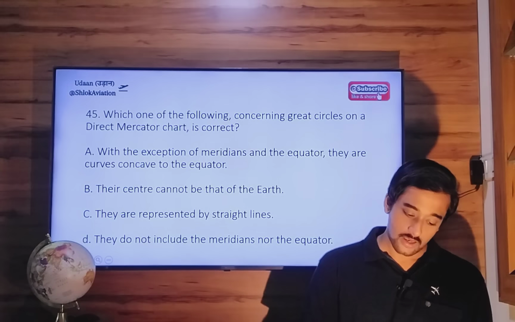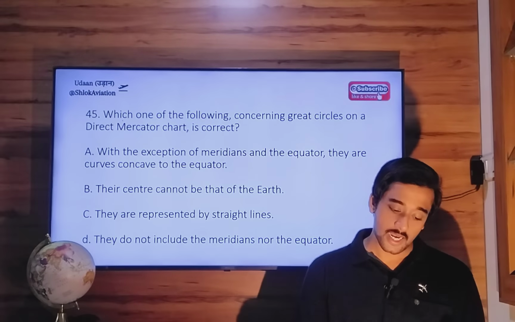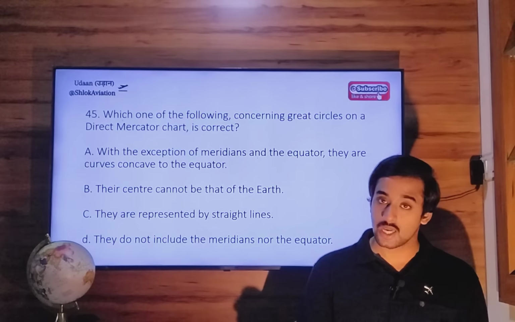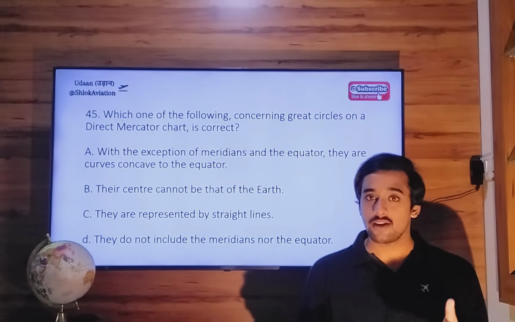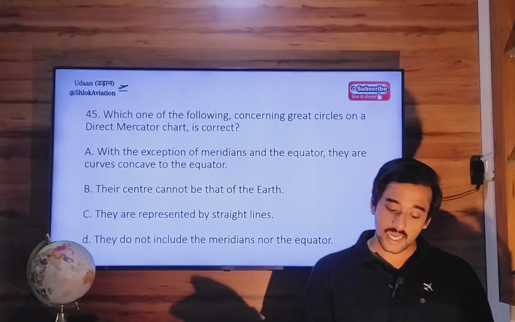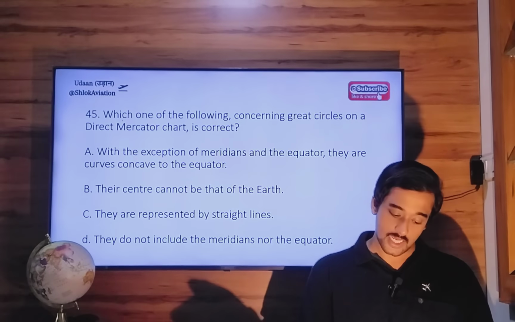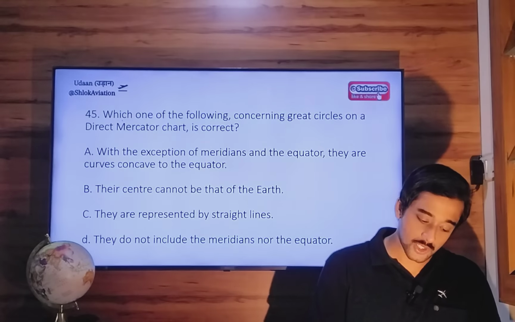Next. Which one of the following concerning great circles on a direct Mercator chart is correct? With the exception of meridians and equator, great circles are curves concave to the equator, meaning bending away from the equator. The center cannot be that of the earth. They are represented by straight lines. They don't include the meridians nor the equator. So the correct answer is option alpha.